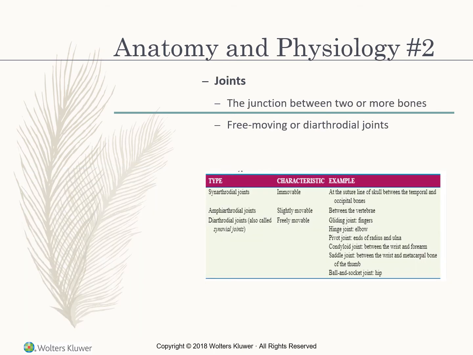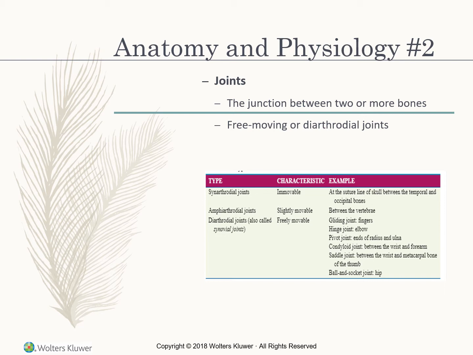A joint is the junction between two or more bones. Free-moving joints, or diarthrodial joints, make up most skeletal joints. They allow certain movements. The surfaces of diarthrodial joints are covered with hyaline cartilage, which reduces friction during joint movement. The space between is the joint cavity, which is enclosed by a fibrous capsule lined with synovial membrane. This membrane produces synovial fluid, which acts as a lubricant.